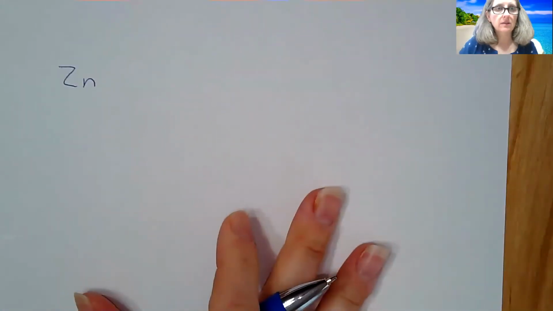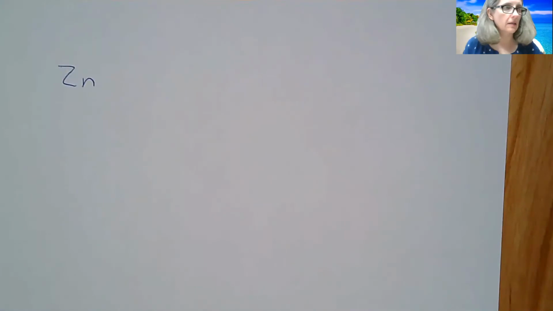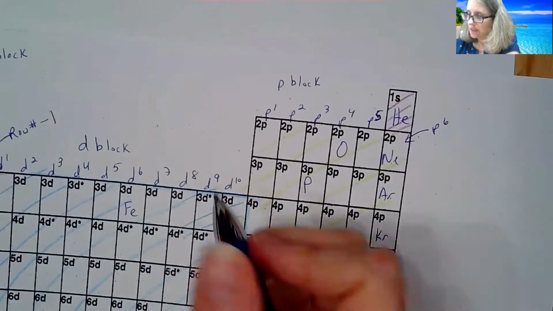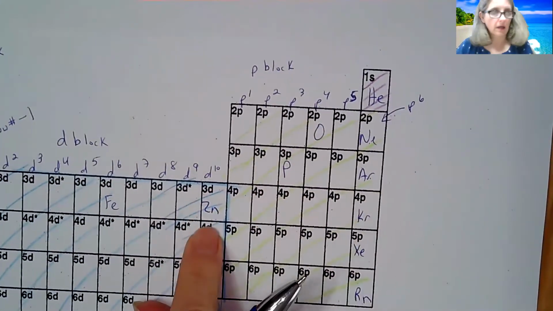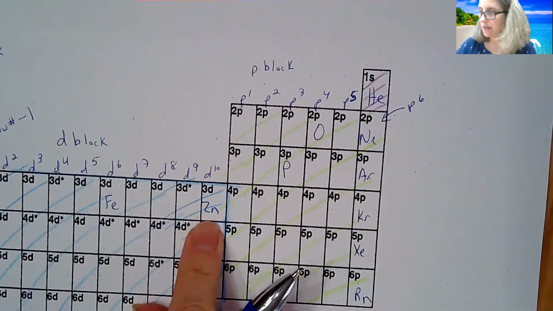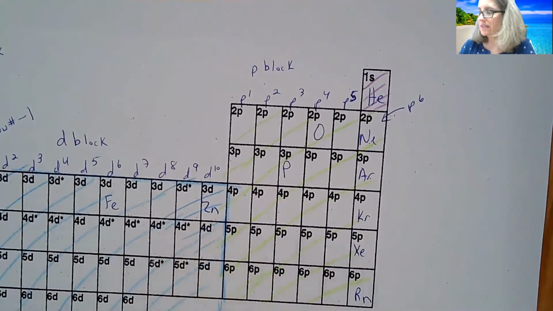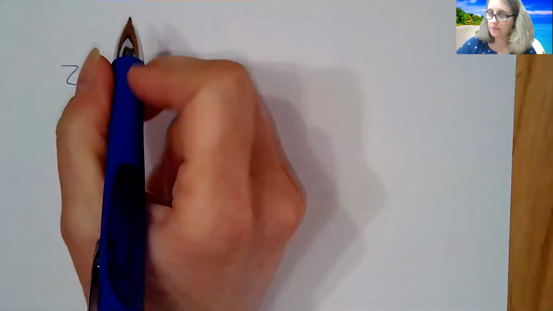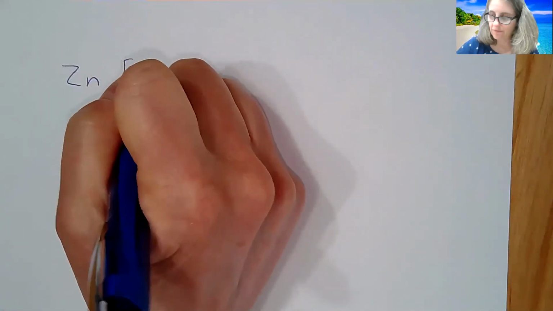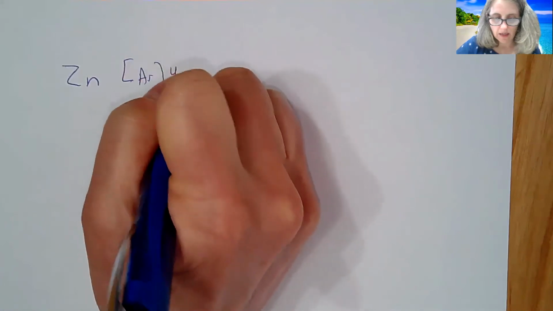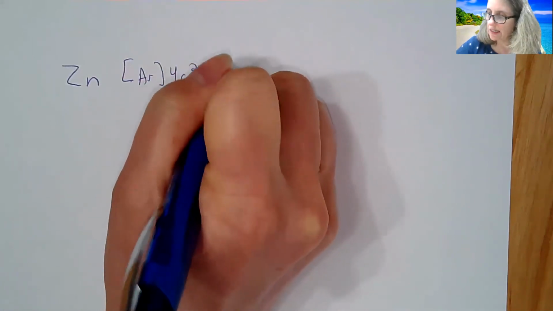So let's look at 2 more examples here. Let's look at zinc. So let's write zinc's electron configuration. Zinc is right there on the periodic table. It's in the D10 column. So I could write the noble gas configuration of argon. Then it goes 4s2 3d10.